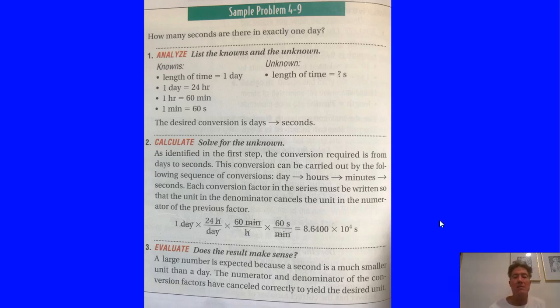Do the results make sense? Yeah. I mean, 86,000, we'd expect a pretty big number of seconds in a 24-hour day. And we've canceled our units correctly. Our days have been canceled, our hours have been canceled, our minutes have been canceled, we're left with seconds. So we're confident that our answer is correct.